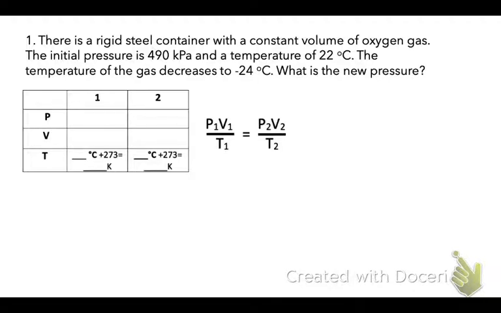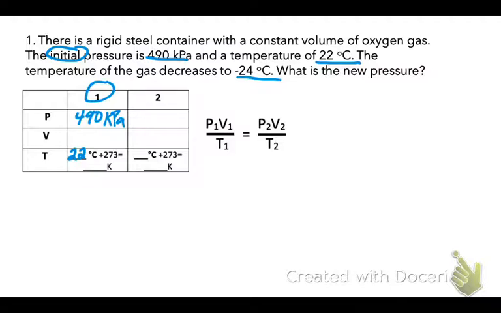All right, so first thing, you look at this question, and anything there's a number, we're going to put it into our table. So initial means we start with, so those are our ones. So I have a pressure of 490 kPa, so I'll put that right here, 490. And I like to put my units in my table. And the temperature is 22 degrees Celsius. And right now we're just going to put it in the table.